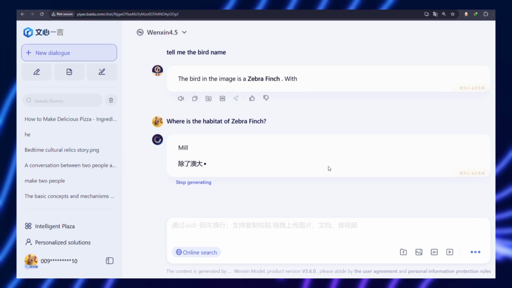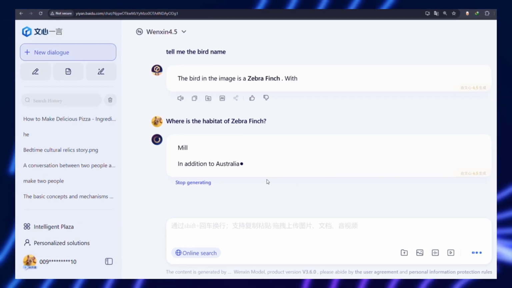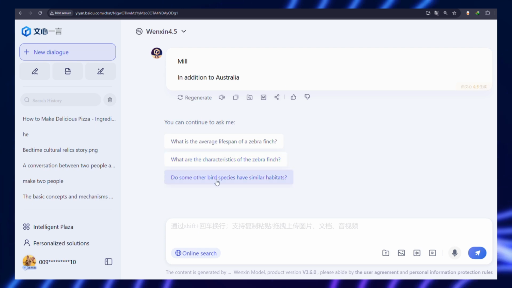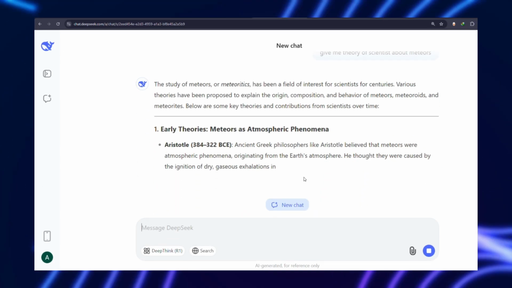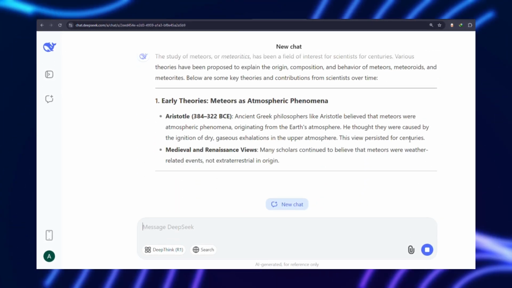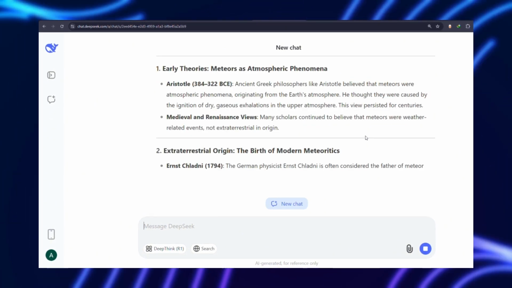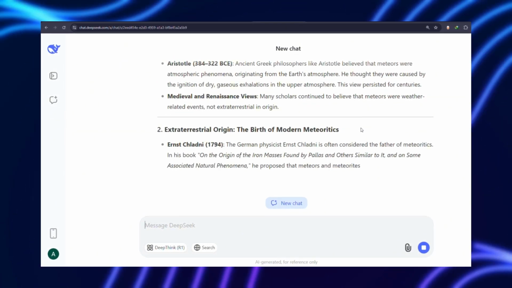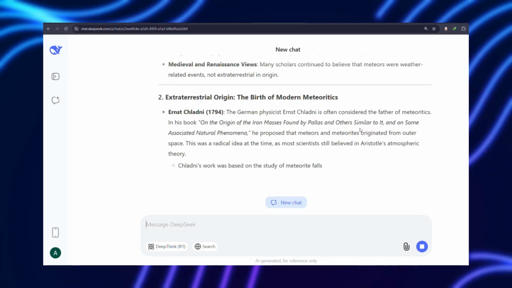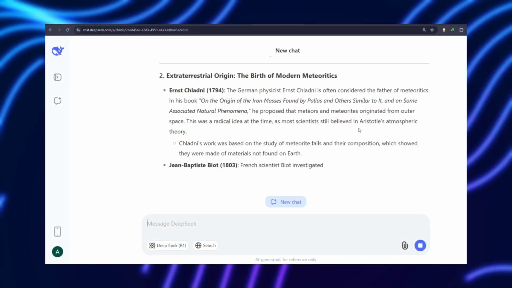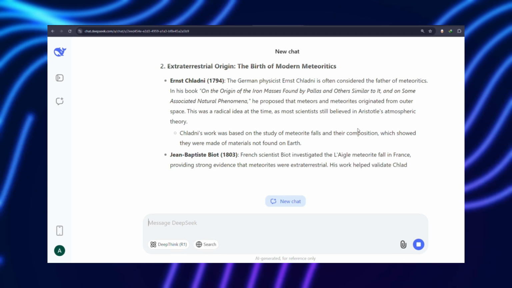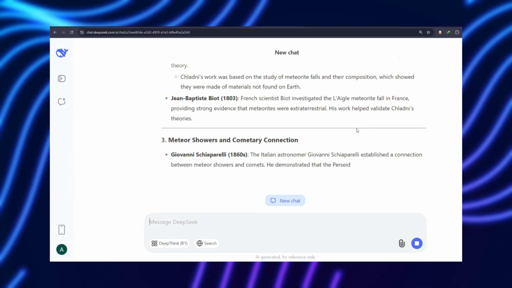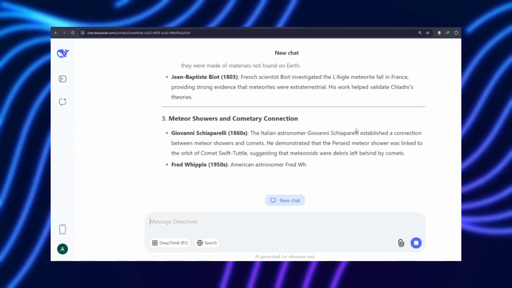However, if you're looking for an AI that excels in logical problem-solving, deep reasoning, and scientific applications, DeepSeek R1 is the superior choice. It outperforms Ernie 4.5 in structured analysis, decision-making, and mathematical reasoning, making it an invaluable tool for researchers, analysts, and industries requiring high-level cognitive computing.